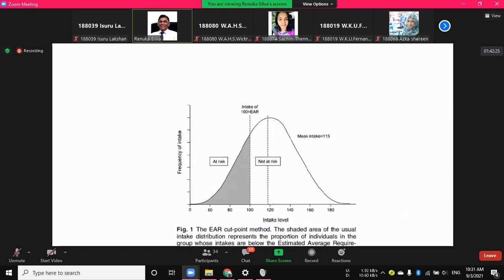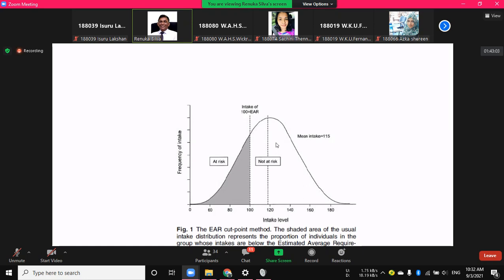If the EAR is 100, we can decide the proportion of people at risk and the proportion of people not at risk. Remember, somebody might ask, hey, EAR should be in the middle. No, this is your population. This is not the population used to calculate EAR. This is your population. Right.